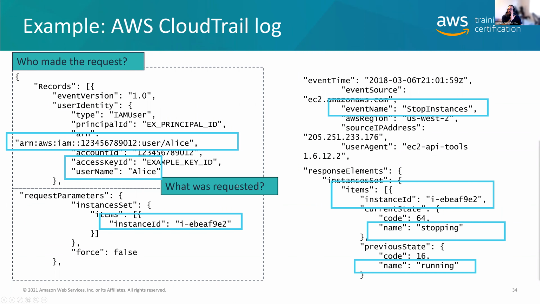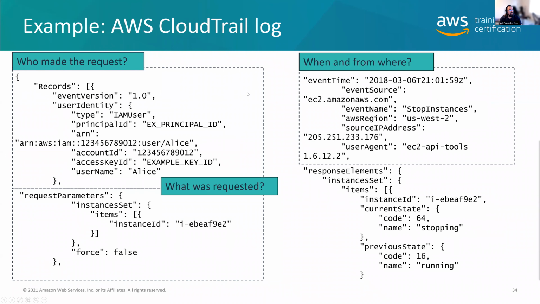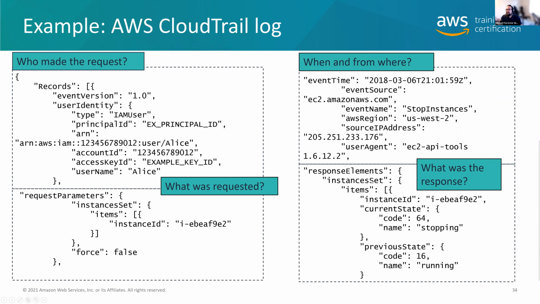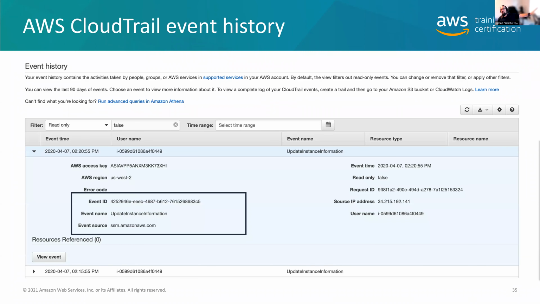Is there anybody who does not understand this information? Because I really want to know. Good. Okay. This is, by the way, from where, and this is when, and they used the EC2 API tools, which would be the command line tools, right? And then what was the response? Well, the response was, okay, we're going to stop it because you have permissions to do it. So this is all CloudTrail. CloudTrail is a security tool.